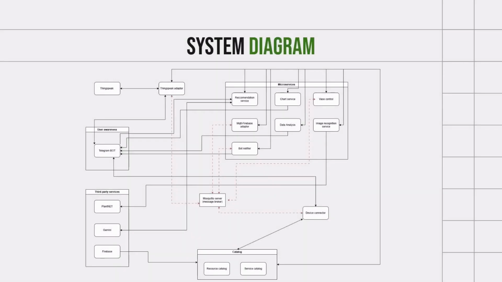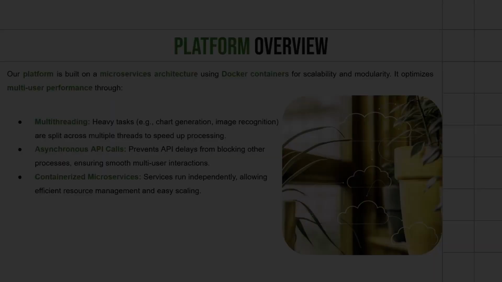Here you can see our system diagram. We have microservices, third-party services, catalogs, and so much more. We will go into more detail for each section later.